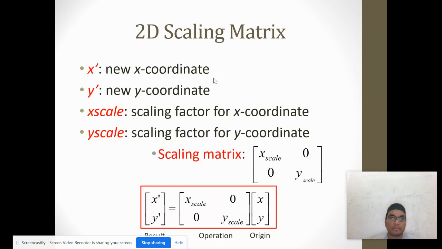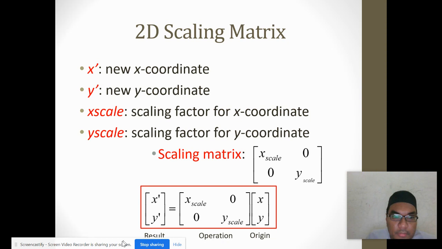Now in terms of matrix form, the x dash is the new x coordinate and y dash is the new y coordinate, the same thing that we learned before for translation. The x scale is the scaling factor for x and the y scale is the scaling factor for y, respectively.